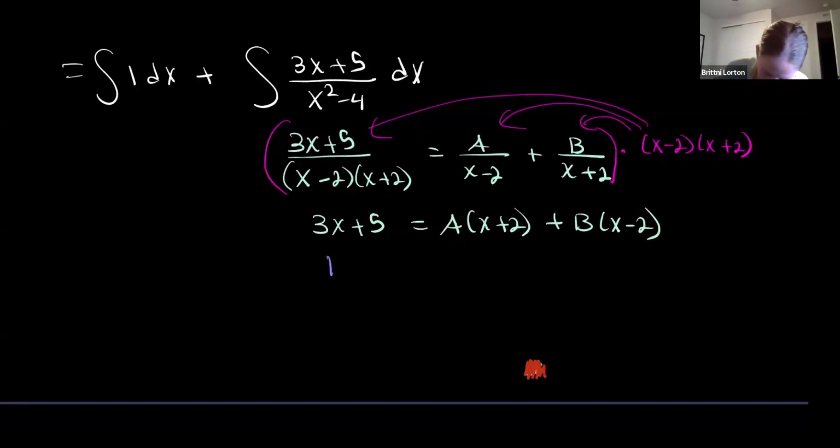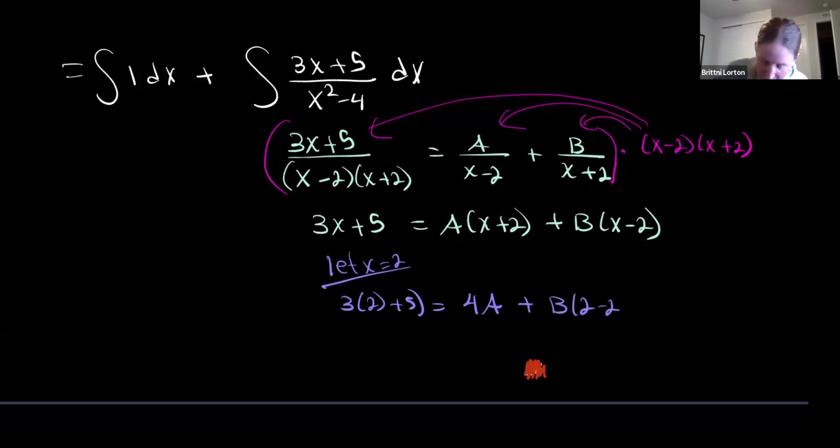Okay, so I'm going to let x equal 2. Then I would get 3 times 2 plus 5 equals A times 2 plus 2 plus B times 2 minus 2. And of course, the 2 minus 2 is 0. So then I get 6 plus 5. That was not a clear 5. I apologize for the sloppy handwriting. That's better. 6 plus 5 is 11. So I got 11/4 is A.